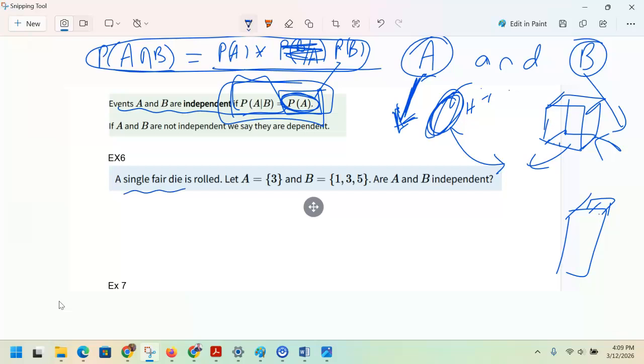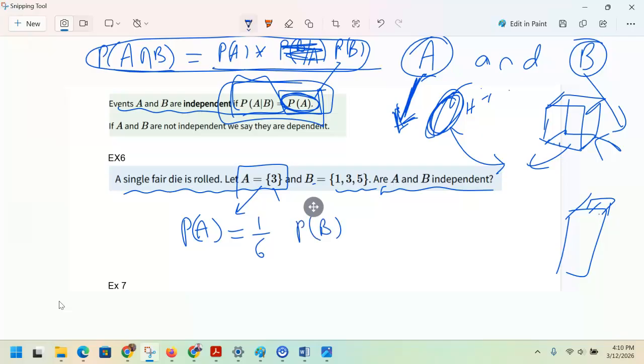So let's take a simple example, a roll of a die. A is that you roll a 3, and B is that it is 1, 3, or 5. Are these independent? So all you do is, what is the probability of A here? You can say there's only 1 out of 6. And what is the probability of B? The probability of B is 3 out of 6. Next, we want to know what is the probability of A when B occurs.